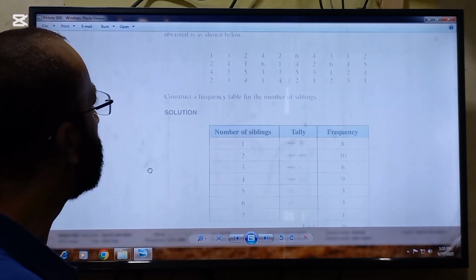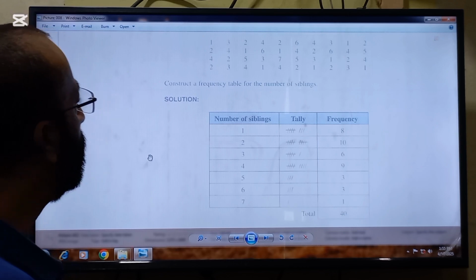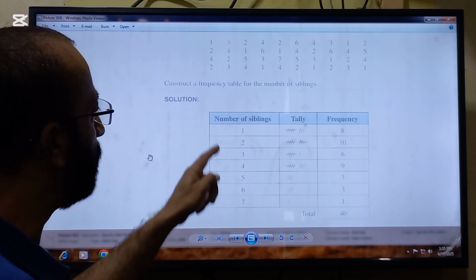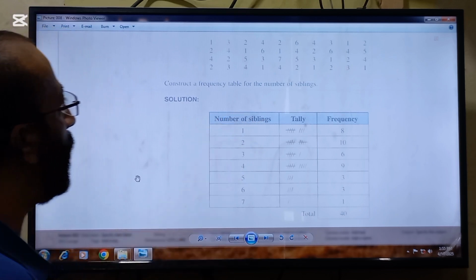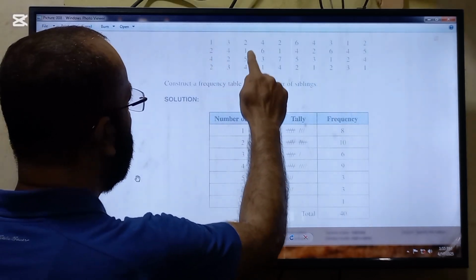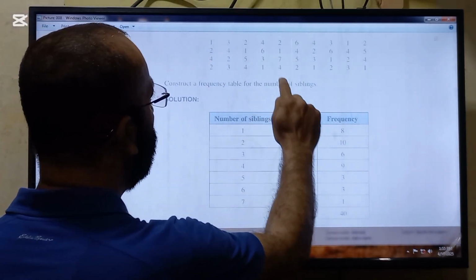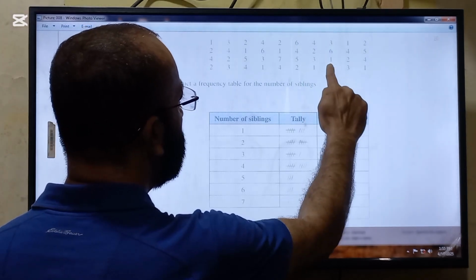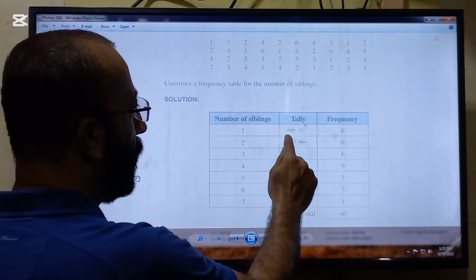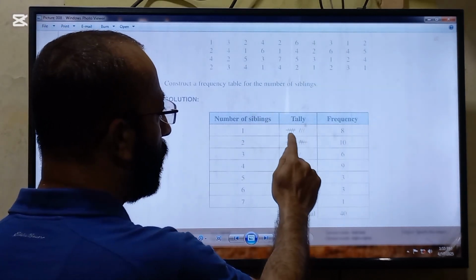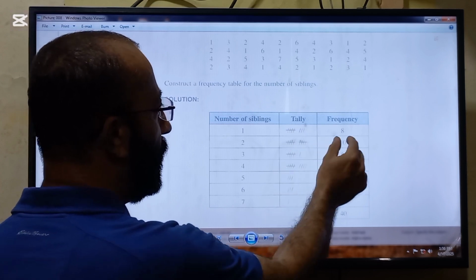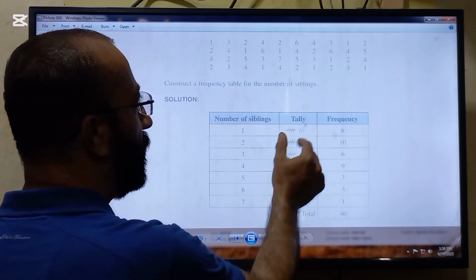So now we are going to construct a frequency table. We will first put values from 1 to 7: 1, 2, 3, 4, 5, 6, 7. That is called number of siblings. And now we will calculate from here. Look, we are going to count 1. So 1, then 2, then 3, 4, 5, 6, 7, 8. So 8 times 1 is coming, so 1, 2, 3, 4, and the fifth line will be drawn as a bundle. So this bundle is of 5, and 1, 2, 3 will represent 8. So 8 is the frequency, and like this the tally will be written.